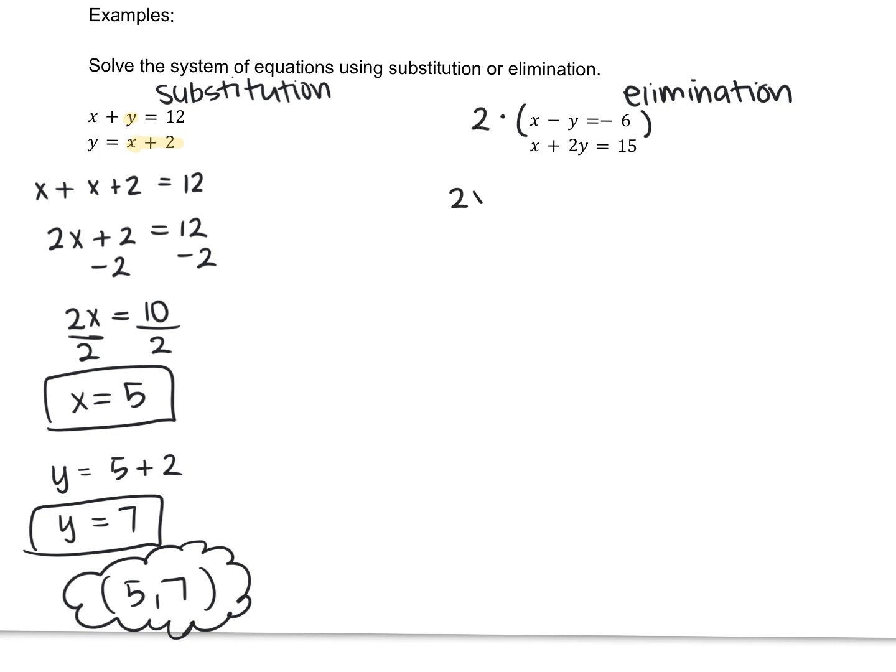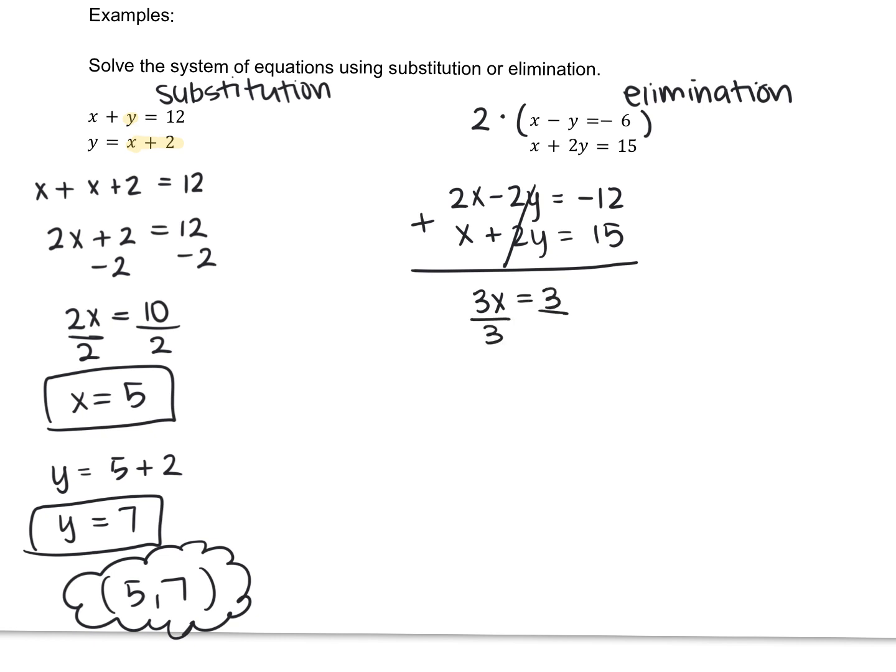So my first equation becomes 2x minus 2y equals negative 12. And this second equation doesn't change. x plus 2y equals 15. Now we're going to add the equations together. The y's cancel. 2x plus x is 3x. Negative 12 plus 15 is 3. Divide by 3, and we get x equals 1.